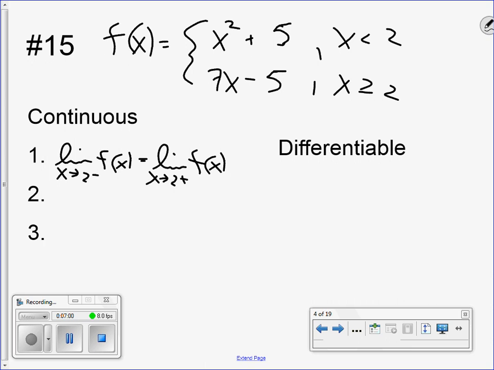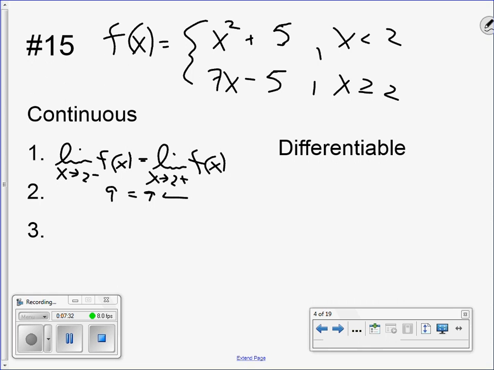How would I figure out what the limit is as x approaches 2 from the left? To the top one, right? That's when x is less than 2. If you plug 2 in there, to the top branch, 2 squared plus 5. Okay, that's 9. How about the limit as x approaches 2 from the right? Actually, plug 2 into the second branch, 7 times 2 minus 5, it's also 9. Okay, the limit exists. That's one of the requirements to be continuous.